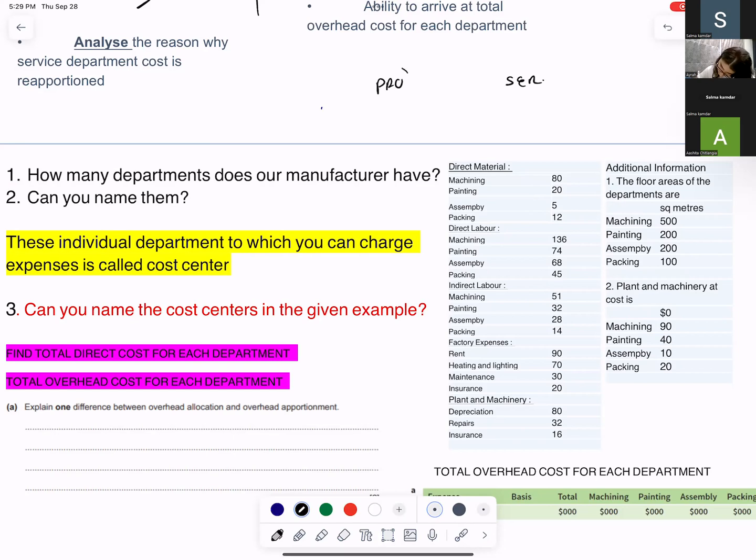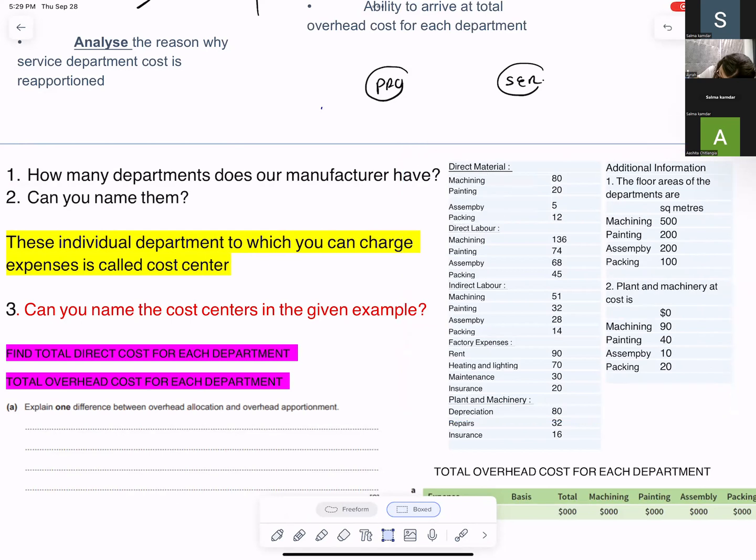So to your cost center, you will charge your items of expenditure. If I see over here, machining and painting are the production cost centers. Assembly and packing are the service cost centers. Because machining will produce, painting will also help in production. Assembly is just going to help in assembly and selling, so they are going to provide service to these people. Are you with me?